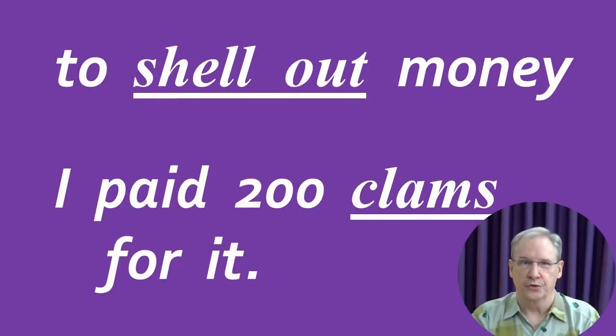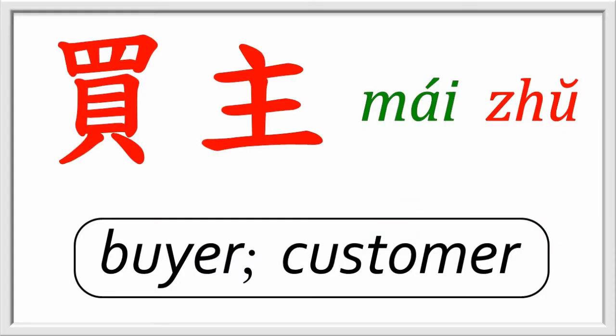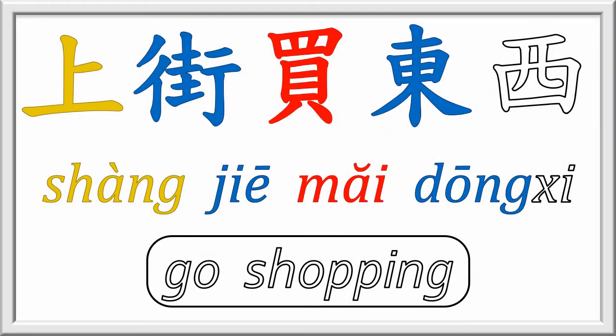Even in American English, we have similar slang references to shells as money. For example, to shell out a sum of money. And even, I paid 200 clams for it, meaning $200. Anyway, a buyer or customer is 买主, and to go shopping is 上街买东西, or simply 去买东西.